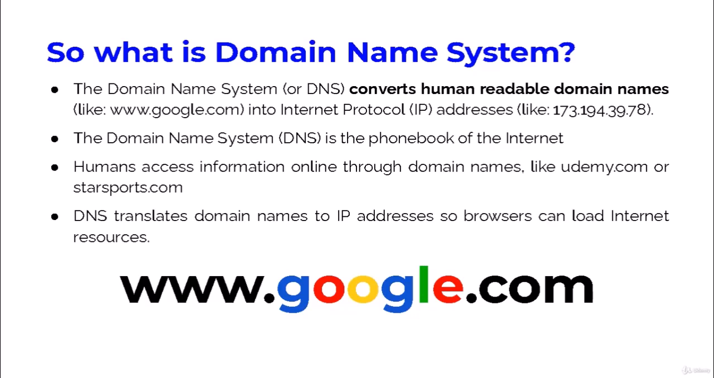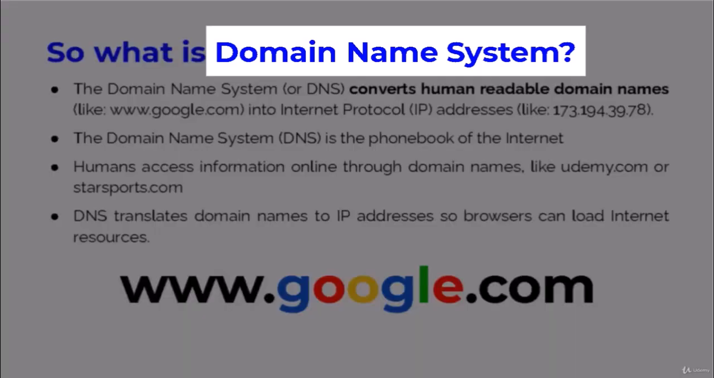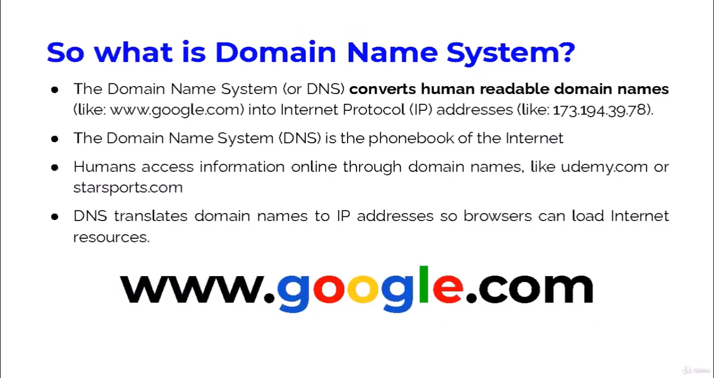There are different forms of name resolution in the internet, but the most prevalent and the most important one uses a distributed database system known as the domain name system. Basically, the domain name system converts human readable domains like www.google.com into IP addresses.